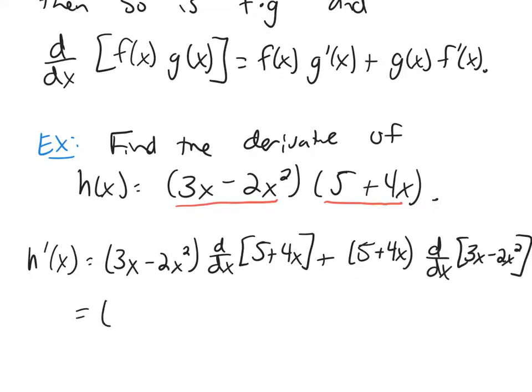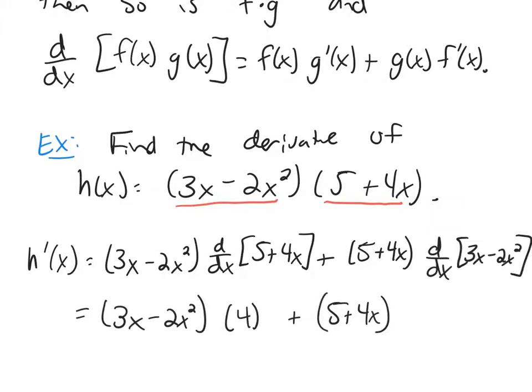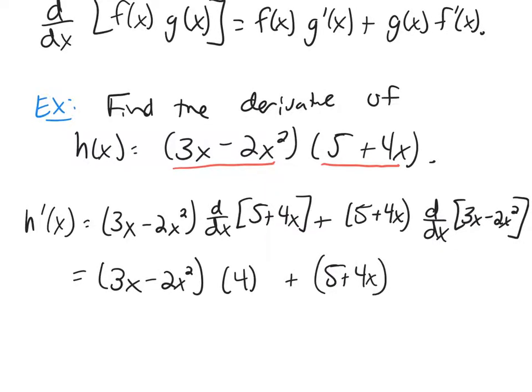All right, so what am I getting? 3x minus 2x squared. What's the derivative of 5 plus 4x? It's 4. 5 plus 4x. What's the derivative of 3x minus 2x squared? It would be 3 minus 4x. So this would be your derivative.